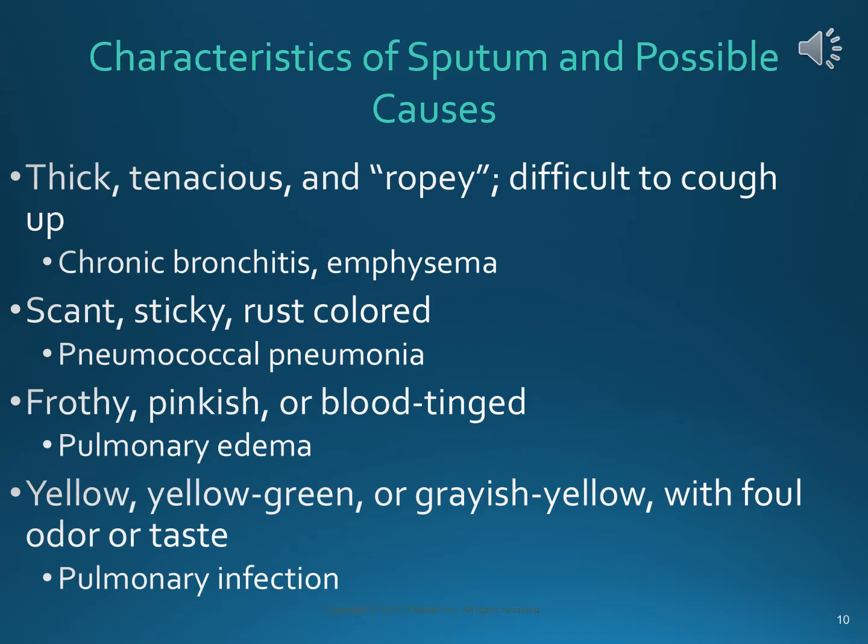And then there's the yellow, yellow-green, gray-yellow, sometimes brown color. It smells bad and tastes bad, can be a pulmonary infection such as a pneumonia or something else. So really getting them to tell you what their sputum's like is important, but also seeing it makes a big difference too. And then you know for sure that what they're telling you is accurate.